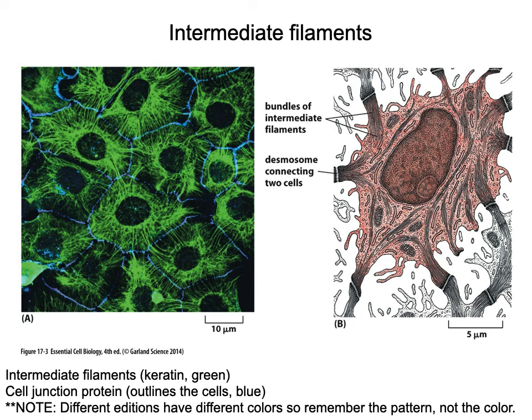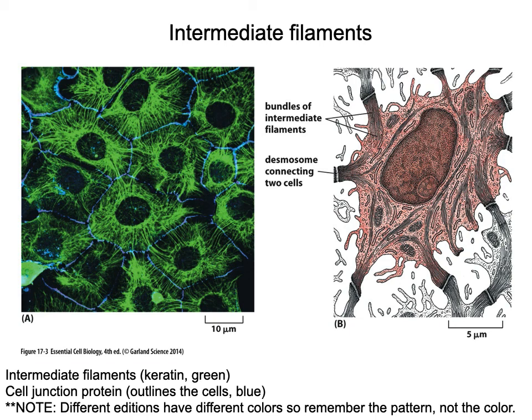On panel B, this is a drawing trying to show what we're seeing here on panel A. So do keep in mind that one of the things the textbook has done, depending upon your edition, you might have different colors. I actually have the 5th edition of the textbook, and the colors for panel A are different. So they're inverted. So keratin is blue and the junctions are green. So just be aware, don't memorize the color, know the pattern.